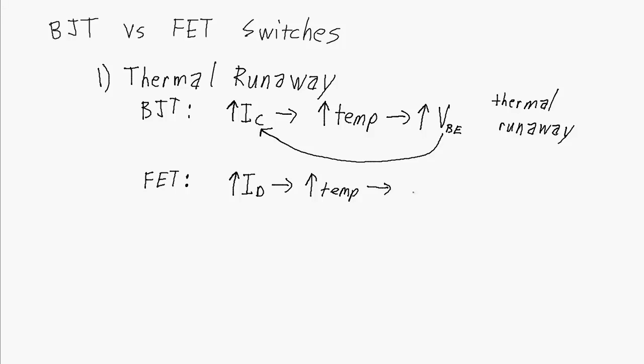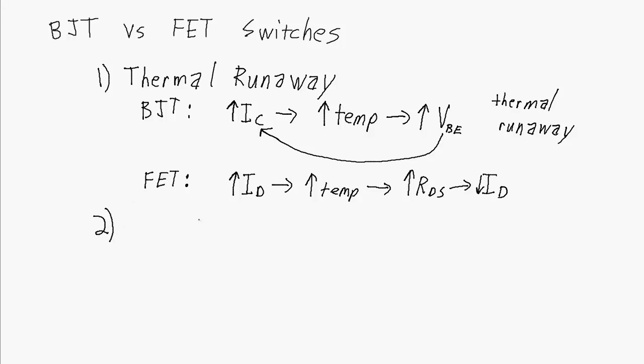But what's going to happen is the drain source resistance is going to increase, and that's going to result in a decrease in the drain current. So you have a negative feedback loop going on. An increase in the ID results in an increase in temperature, but the drain source resistance increases, so the drain current will drop. Negative feedback protecting from thermal runaway.